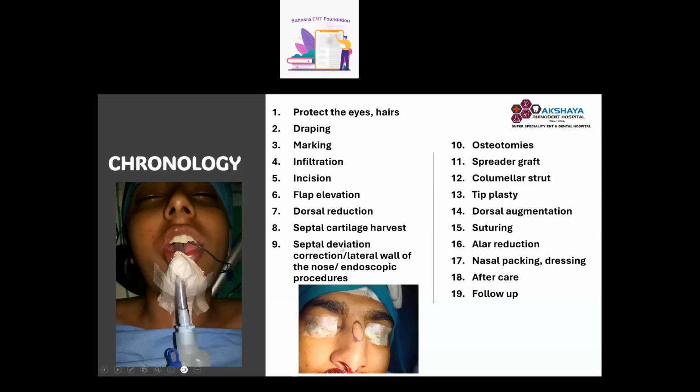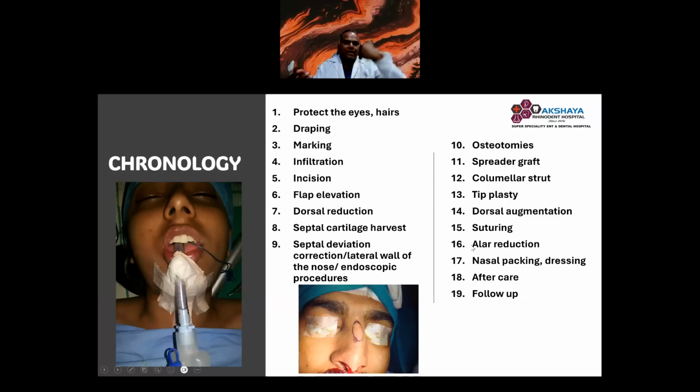So when you do a septoplasty, when you want to harvest the cartilage and there is some problem in the lateral wall of the nose, if you want to do some endoscopic sinus surgery or some turbinoplasty, some kind of endoscopic middle meatal antrostomy, something like that, you do it well before osteotomies and dorsal plasty. Because after doing osteotomies, if you do all these procedures, it will take 1 or 2 hours extra.